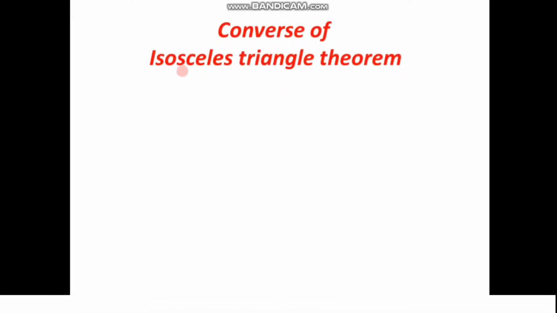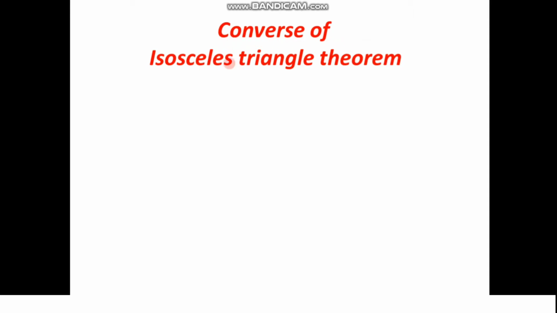Hello students, let us verify the converse of the isosceles triangle theorem by using the GeoGebra interface. For this we have studied the isosceles triangle theorem. That is, for a triangle, if two sides are congruent, then the angles opposite to them are also congruent. This is the isosceles triangle theorem. We are going to verify here the converse of it.